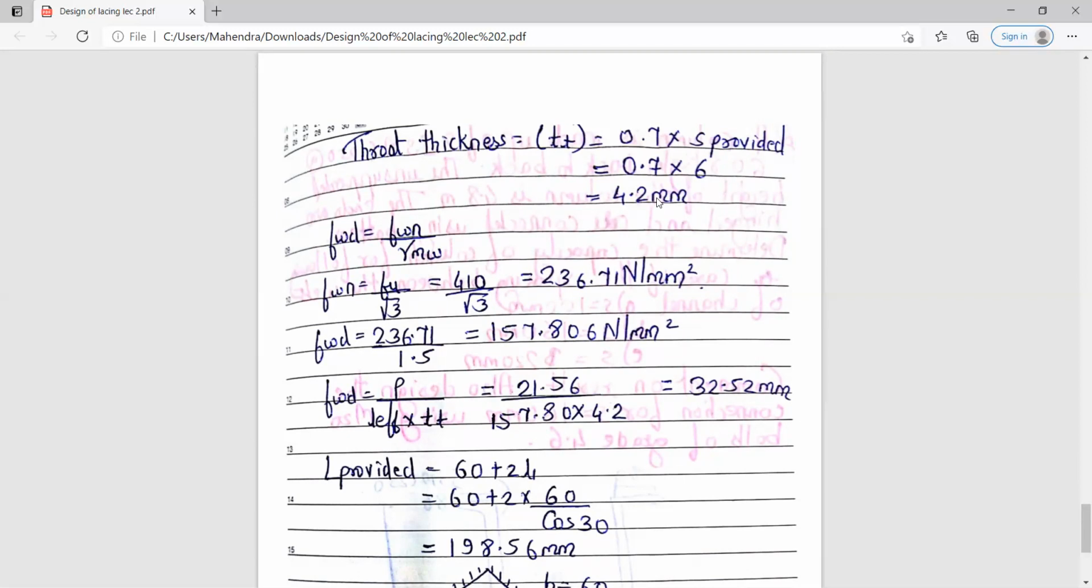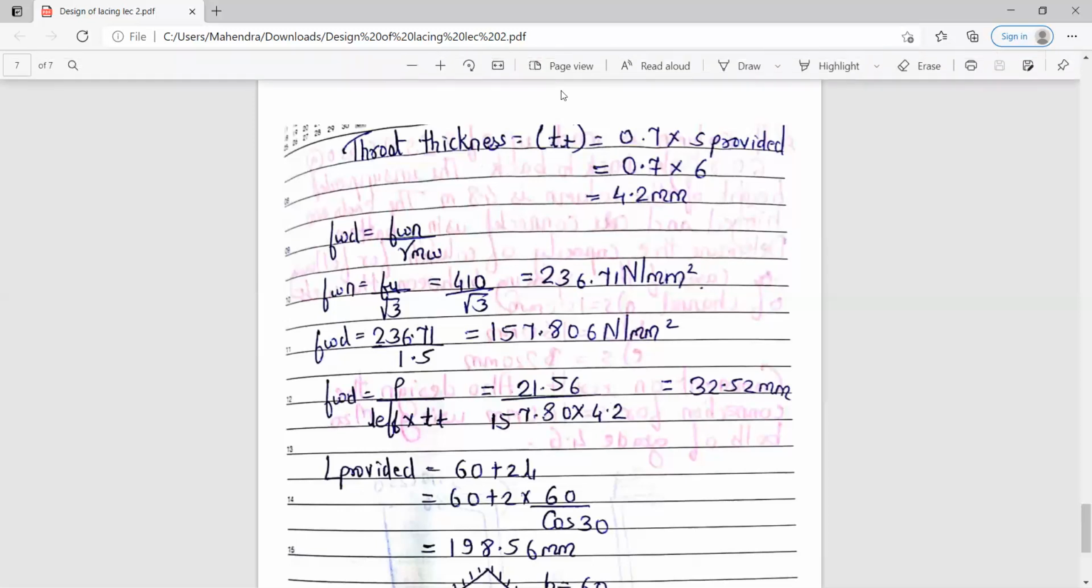Now you need to calculate fwd. For calculation of fwd, you have the formula, that is fwn by gamma mw. That is the partial safety factor. So fu by root 3. What is fu? That is nothing but the steel grade given to you, that is 410 by root 3. From this you will get fwn, that is 236.71 Newton per mm square. Substitute the values in this formula.